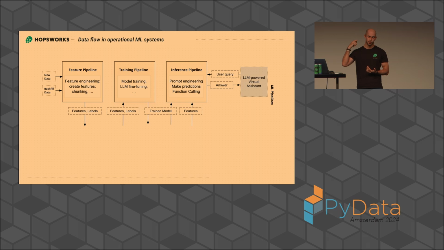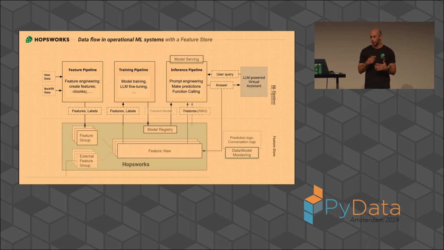The output will be this trained model or the fine-tuned LLM. And then we have the inference pipeline, which will get as input a trained model, also features, and also the user query in this case, and use the model and call some functions to get external information and so on. The output would be the answer, the prediction, or whatever use case we have. So how does Hopsworks integrate into this FTI pipeline architecture?